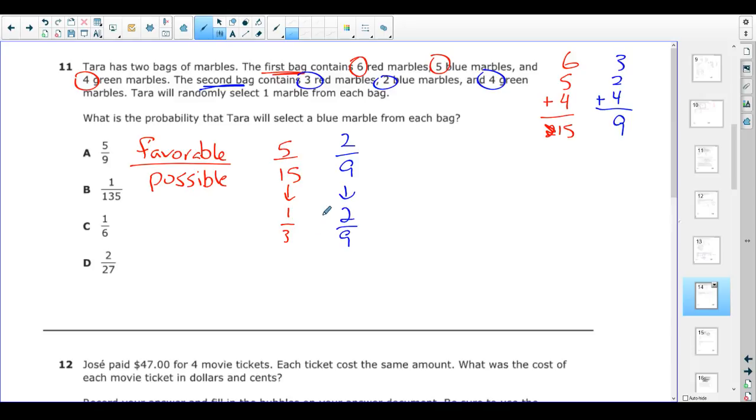If I want the probability of both of those things happening together, I multiply them. And then to multiply fractions, I go straight across. So 1 times 2 is 2. 3 times 9 is 27.